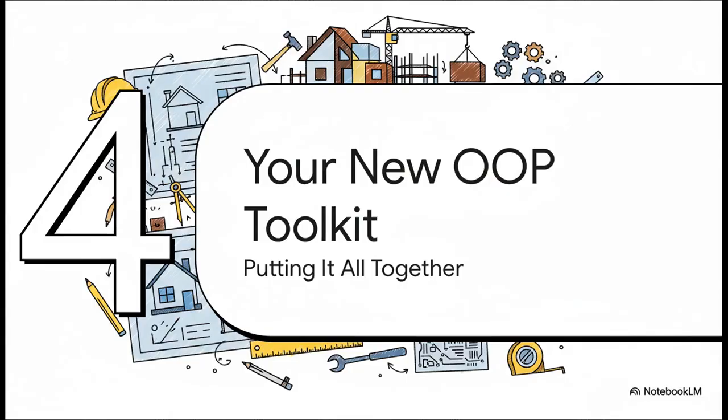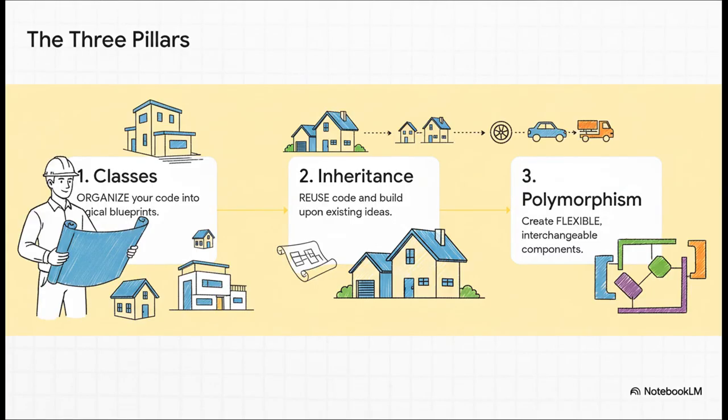So, we've basically laid the foundation. Let's take a quick step back and just look at the powerful new toolkit you now have for building much better, much more organized code. So these are really the 3 pillars of OOP. You use classes to organize your code into these neat, logical blueprints. You use inheritance to reuse those blueprints and build on them without ever repeating yourself. And you use polymorphism to create flexible components that can all interact in these really powerful, adaptable ways.